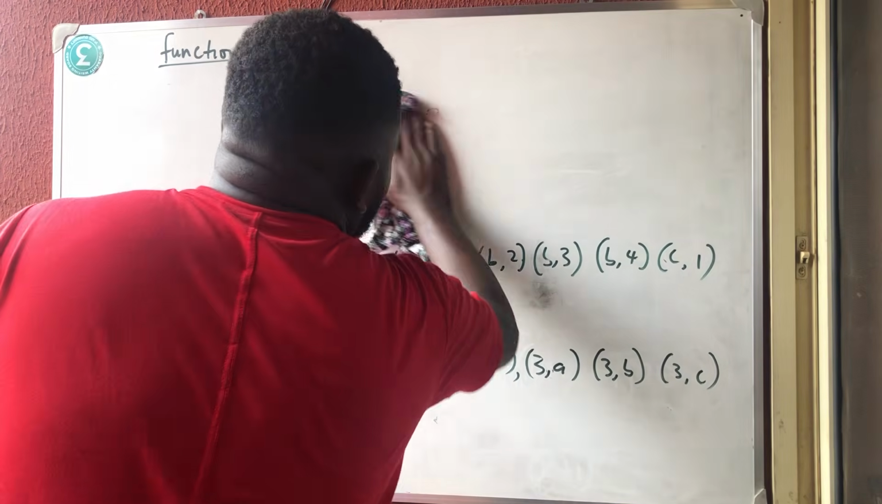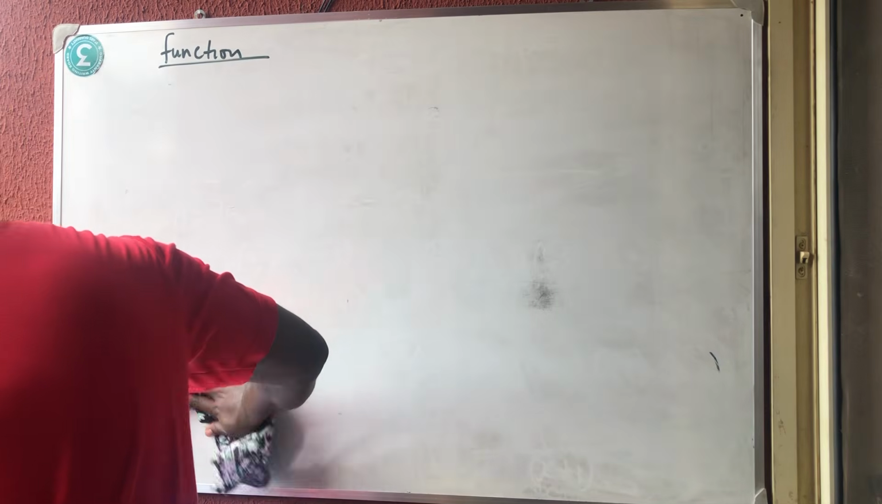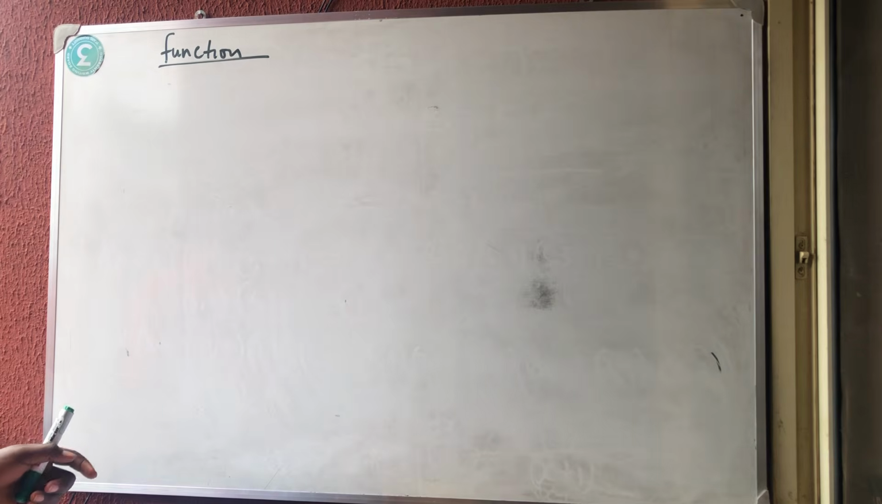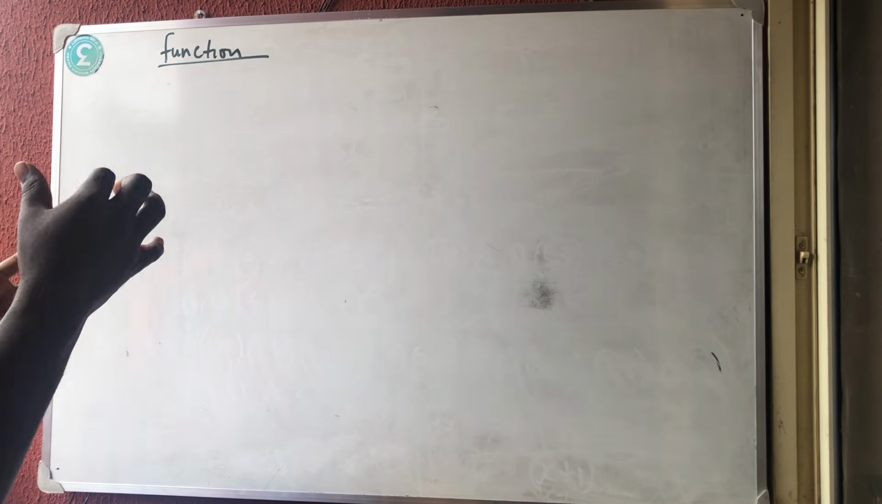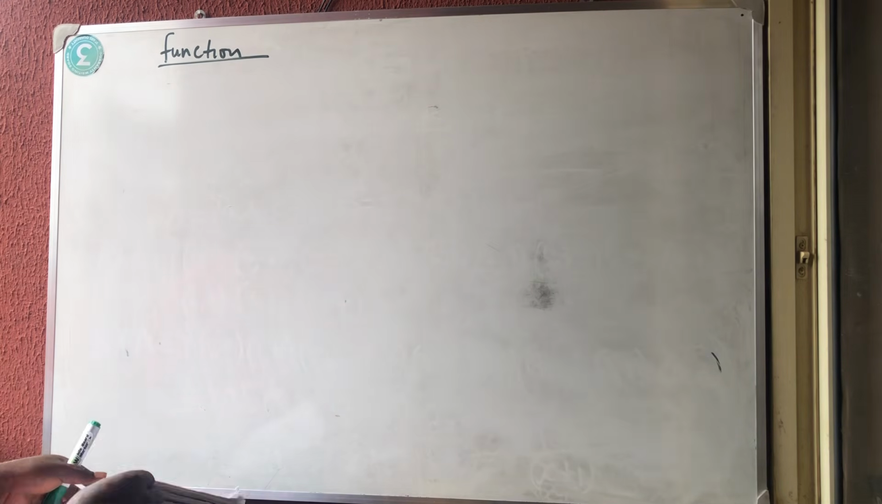So the cross in the middle is the relation. If I say find A intersection B, that intersection is the relation. What is the relationship between them? The relation is the binding force between them. So that is what is called a relation.